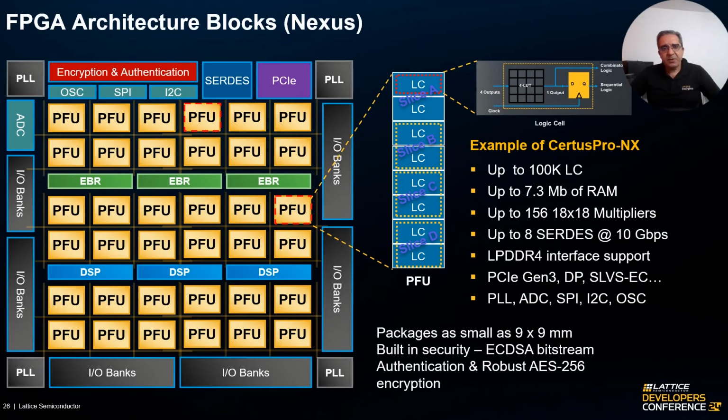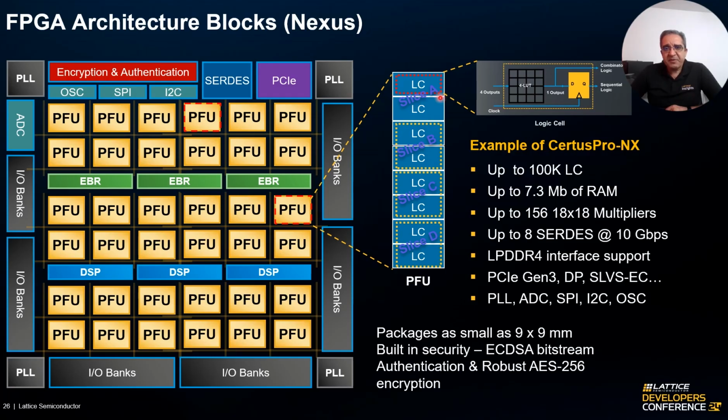So let's take an example of a real architecture for the Nexus family. In this case, the Certus Pro NX architecture is shown in this slide. And this is the logic cell, the basic building block of an FPGA. If we associate shared logic or shared resources between two neighbor logic cells, that's called a slice. And four slices will build a PFU. Actually, a PFU will have 8 logic cells or 4 slices.